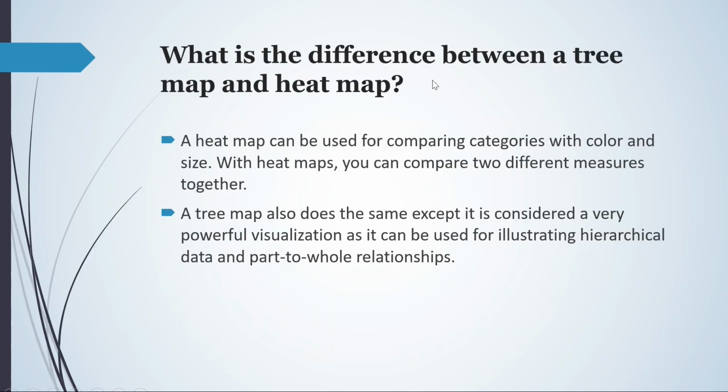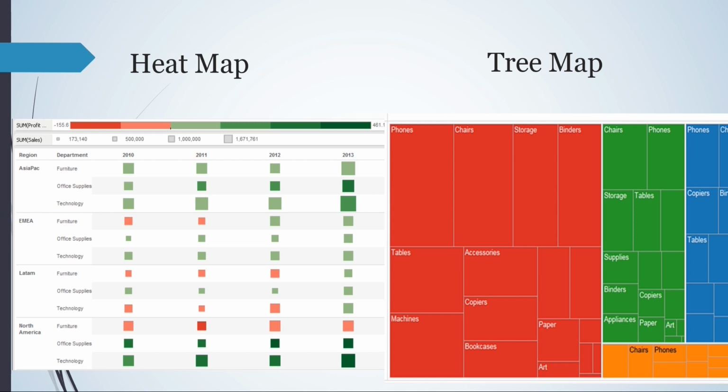Now the second one is a tree map. A tree map is also the same, except it is considered a very powerful visualization as it can be used for illustrating hierarchical data and part-to-whole relationships. So how does a tree map look? See, this is a tree map.